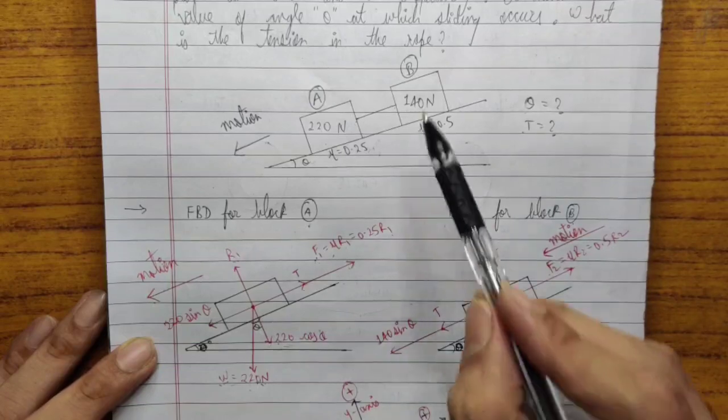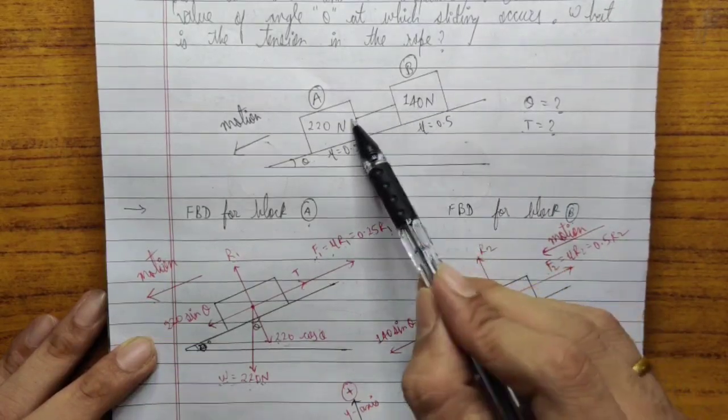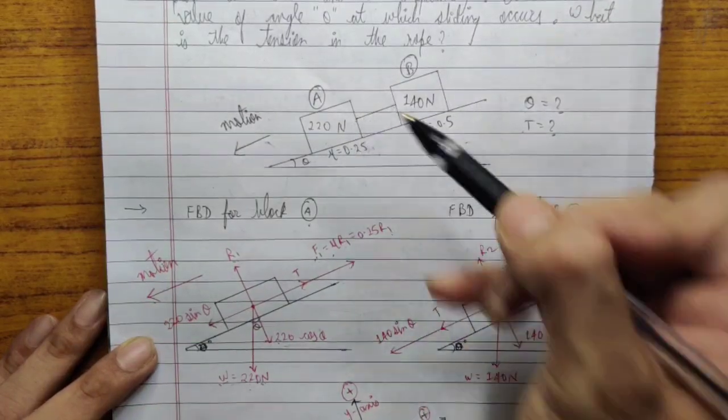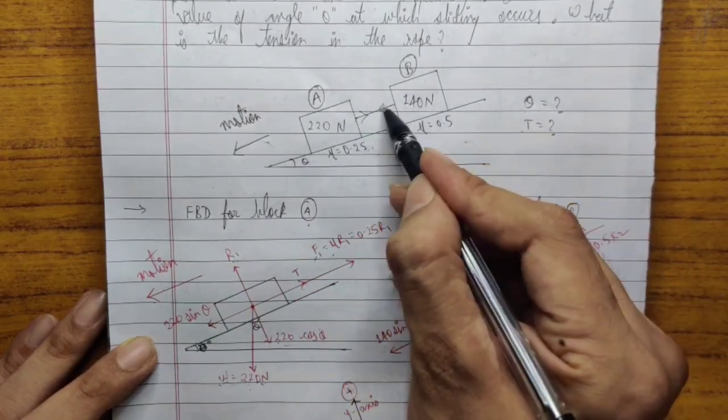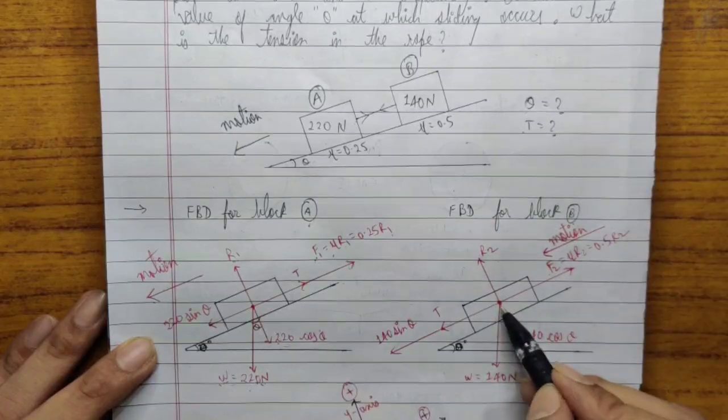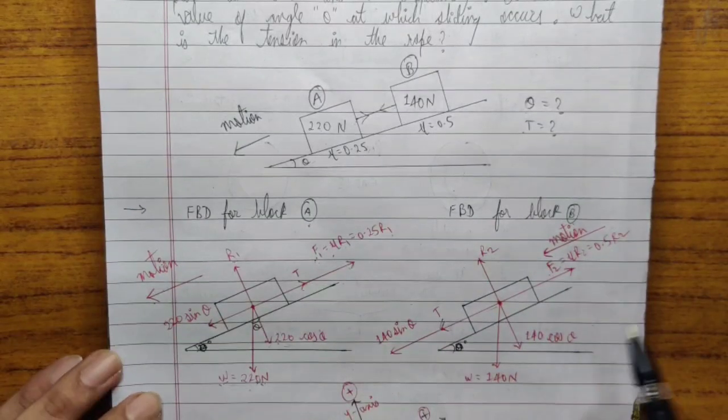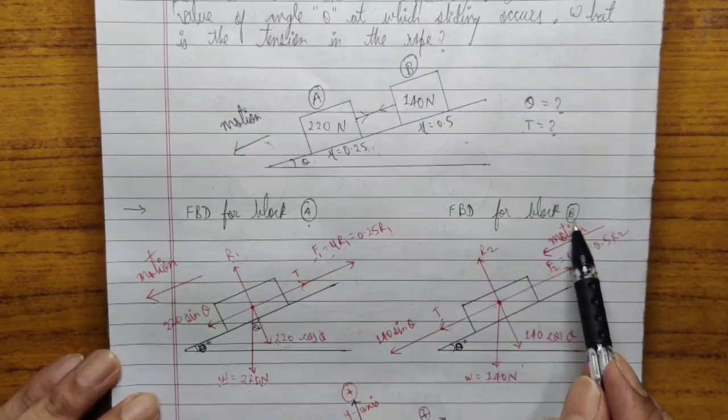Now again, this block has rope in this direction, so there will be tension in this direction. For this block the tension is in upward direction, for this block the tension is in downward direction. So this is tension force T. Now this completes the free body diagram of block B.